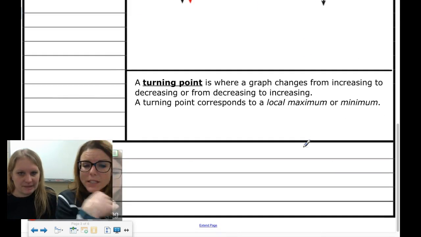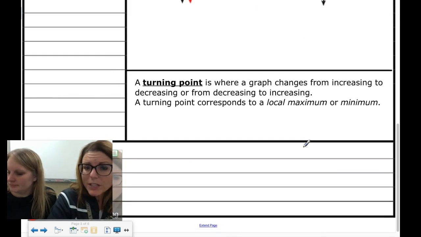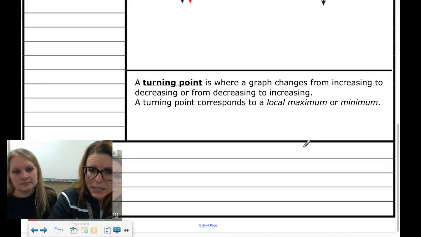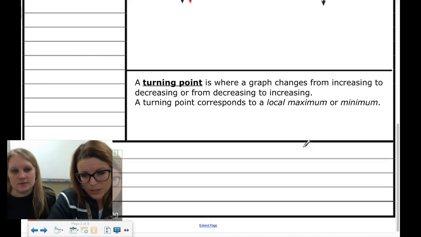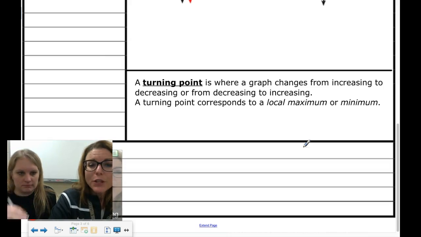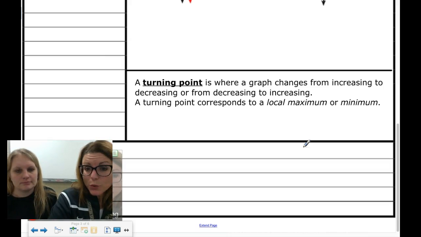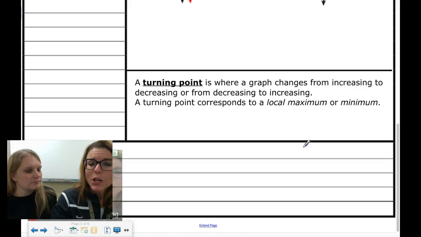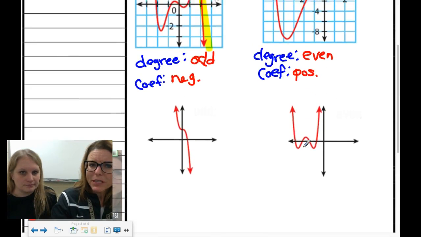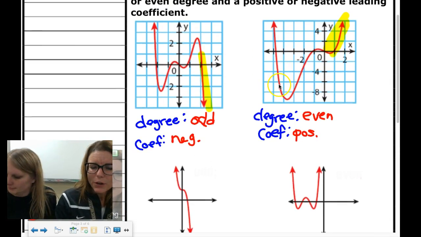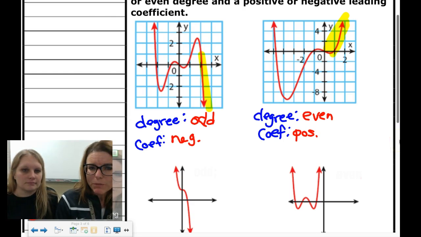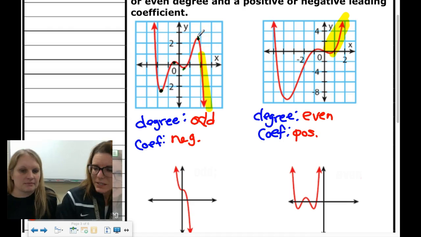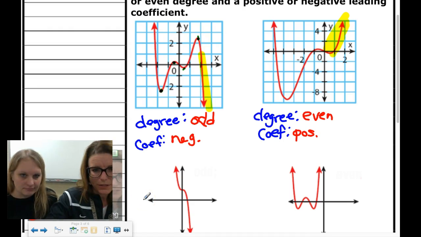Okay, next is a turning point. A turning point is where a graph changes from increasing to decreasing or from decreasing to increasing. So where it curves. The turning point corresponds to a local maximum or minimum. So if we look up here at these graphs, right here, we can show them where a turning point is. So here it goes down and it goes up, here is a turning point. Here it turns. Here it turns. Exactly. That's what we mean by turning point.